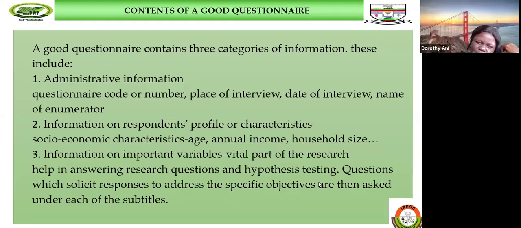Thank you. So the contents of a good questionnaire should contain 3 categories of information. First is the administrative information, where you talk about the questionnaire code, the number, the place of interview, the dates of interview, the name of the enumerator. This one, at your level, if you are doing your research, you may not really have all this. But like that type I was telling you about, that was a national project, we needed to know the place. In fact, there are some questionnaires where you have to use a GPS to locate the place. There are questionnaires where you need to write the name of the enumerator or the name of the respondent, because at a later time you may need to go and revisit the respondents again with another questionnaire.